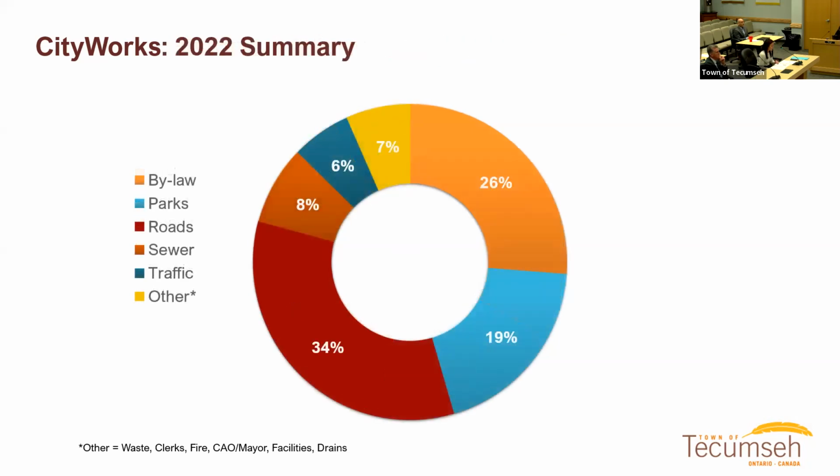The next slide drills down a little bit further into 2022 statistics specifically. You'll note a shift in roads having a greater proportion of requests in comparison to the time frame between 2019 and 2022, where bylaw had the greater overall percentage of requests, and parks remained 3rd overall, followed by sewer, traffic, and the other category that remained relatively unchanged proportionally.